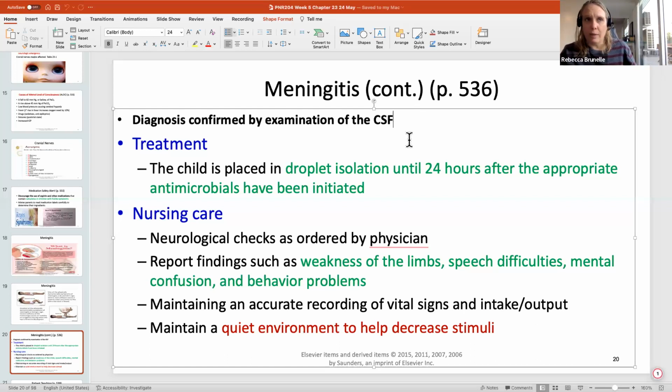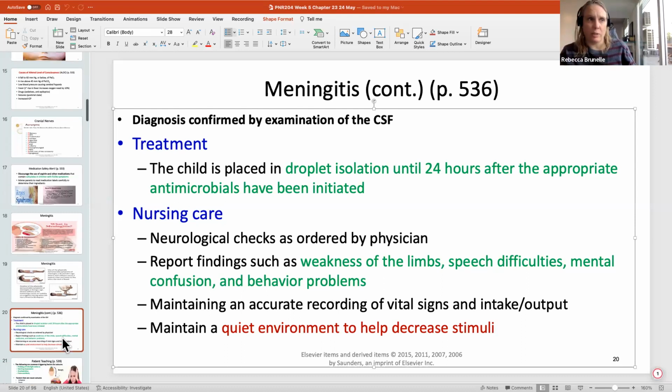So when they come in, they don't know for sure. They've just sent the culture, but you're going to put them in droplet isolation for at least 24 hours. You're going to do neurochecks frequently because they can have problems with increased intracranial pressure. You need to make sure that you're reporting any weakness, changes in their neuro exam at all, speech difficulties, mental confusion, behavioral problems. Very strict vital signs, intake and output, and also making sure they have a quiet environment. Things like flashing lights and loud noises can be very disturbing to somebody that has meningitis.